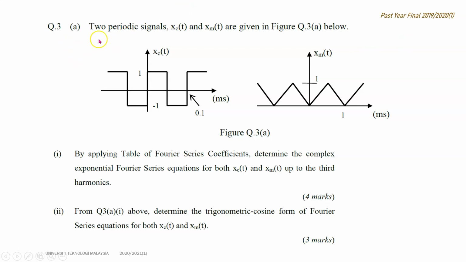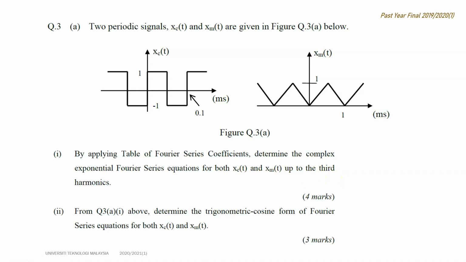For this question, two periodic signals xc(t) and xm(t) are given in this figure. There are two signals here, and you need to have a list of formula in front of you. We need to look at the table of Fourier series coefficients and determine the complex exponential Fourier series equations for both xc(t) and xm(t) up to the third harmonic, so it means that n is equal to 3.